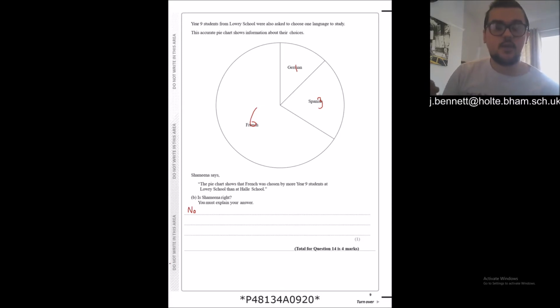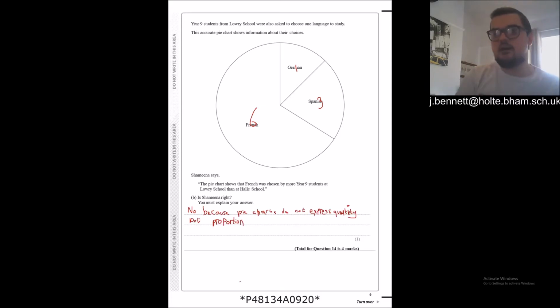And I'm going to write out an explanation and come back to you in a second. Okay, so this is what I've put. I've put no because pie charts do not express quantity but proportion. So I've said that you don't know how many people there are, you just know how many there are in relation to each other. The answer says something like, because it doesn't give actual figures. That will also do. As long as you say something along the lines of there aren't exact numbers. So I put, in fact, I'm going to put quantity of students, just so it's clear. And that should be enough to get the mark. Let's go to the next question.